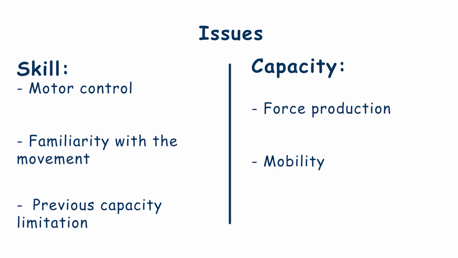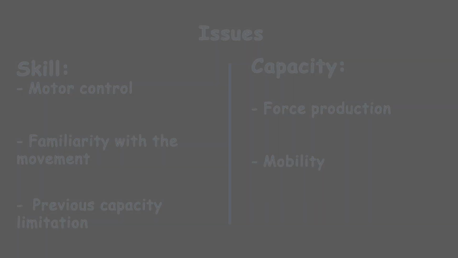Regarding the skill issue, it is directly related with motor control, and the ability to actually execute the skill will be determined by the familiarity with the movement or even possible adjustments to a previous capacity limitation. This problem can often be improved by accurate coaching. This will be possible to observe in this vlog during my description of the skills restricted movements. The capacity issue is exclusively related with limitations regarding the actual capacity qualities needed to perform a certain movement, such as force production or mobility restrictions.